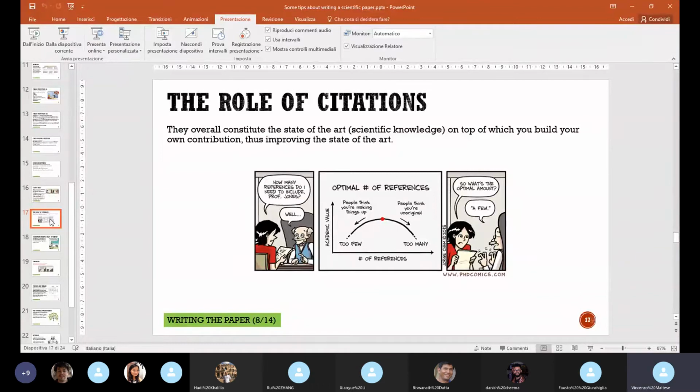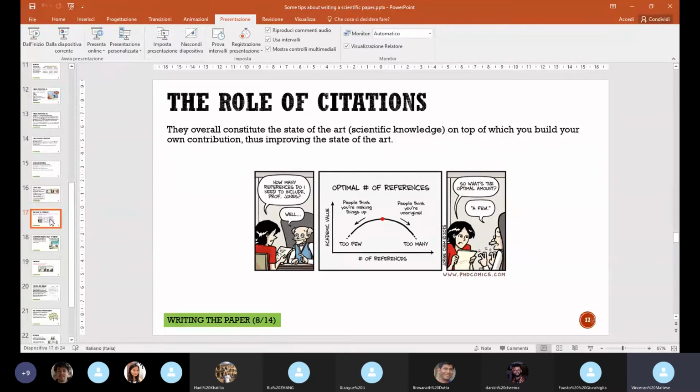So the role of citations. I told you that citations are a way by which you provide evidence of what you are writing. For sure, you have to provide citations for the state of the art, and your paper can be seen as new knowledge on top of the state of the art. So you should provide enough citations to state what is the knowledge which is the closest to yours, to which you are contributing.